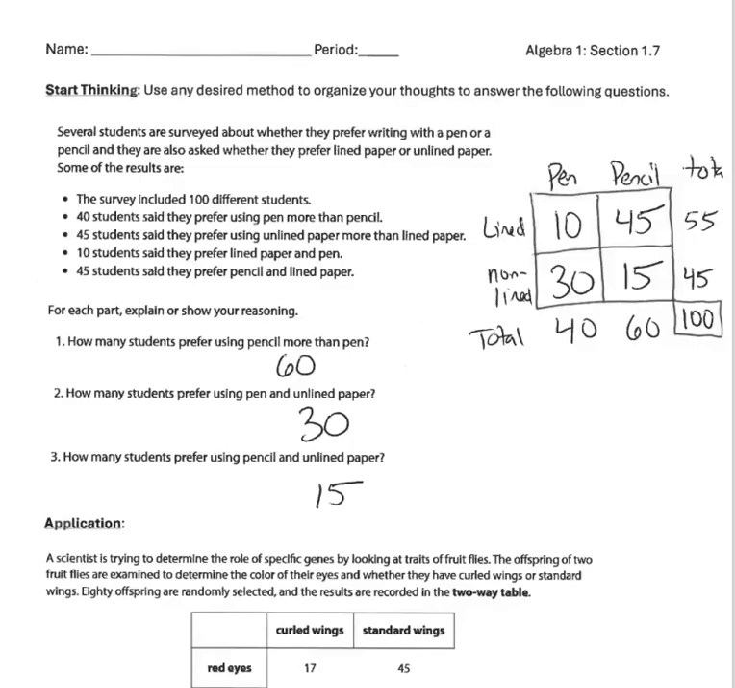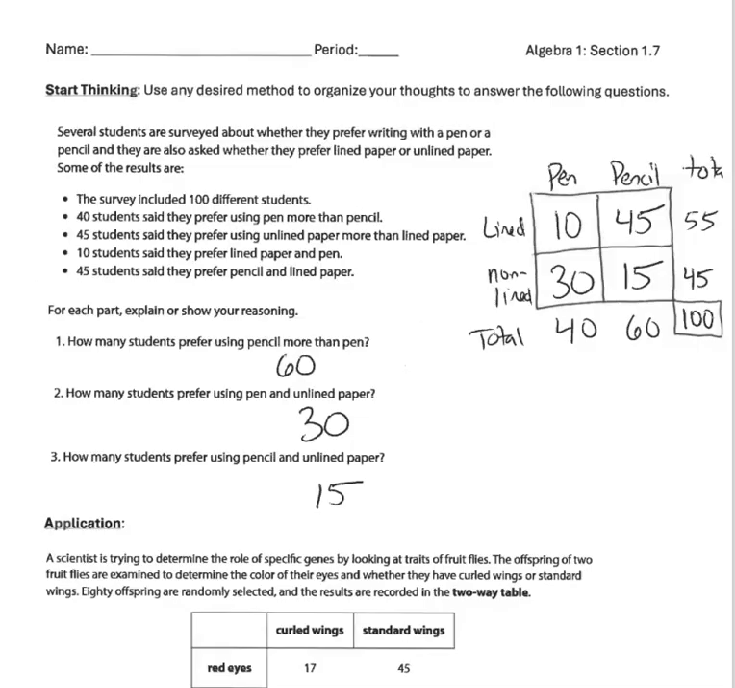Now, once you have this two-way table filled out, it was easy to find out that the number of students that liked pencil more than pen would be the 100 minus the people who liked the pen. So that'd be 60. How many students preferred using pen and unlined paper? Pen and unlined we saw was 30, and how many students preferred using pencil and unlined paper, and you ended up having 15. It was pretty easy once you filled out this two-way table here.